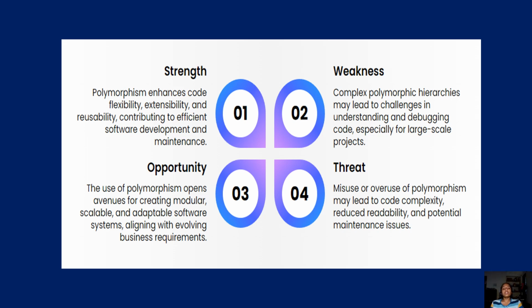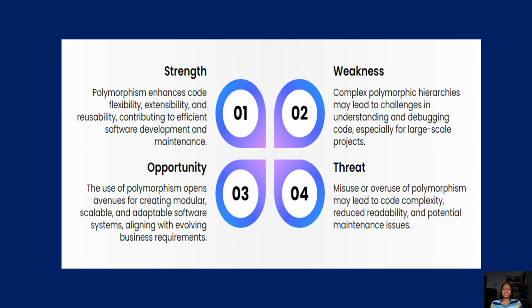Making changes is easier, and it also evolves with the evolving current-day scenario. It is also used for creating modular, scalable and adaptable software. The threat is that misuse or overuse of polymorphism may lead to code complexity, reduced readability and potential maintenance issues. If polymorphism is overused in a program, it can cause maintenance issues.